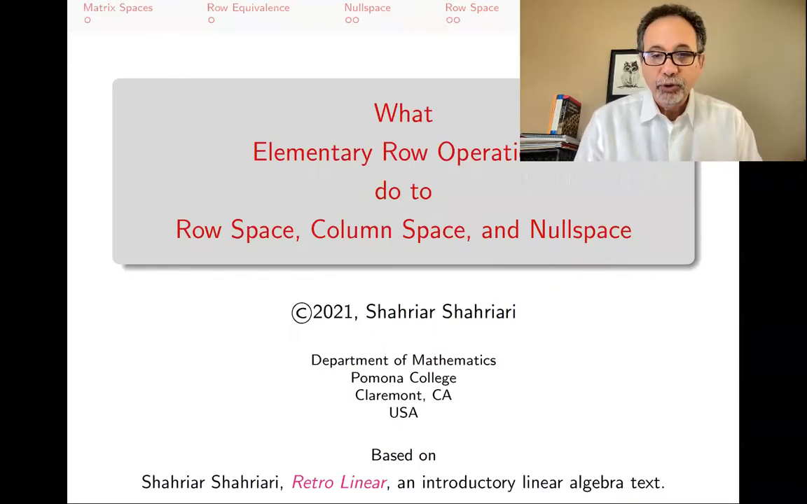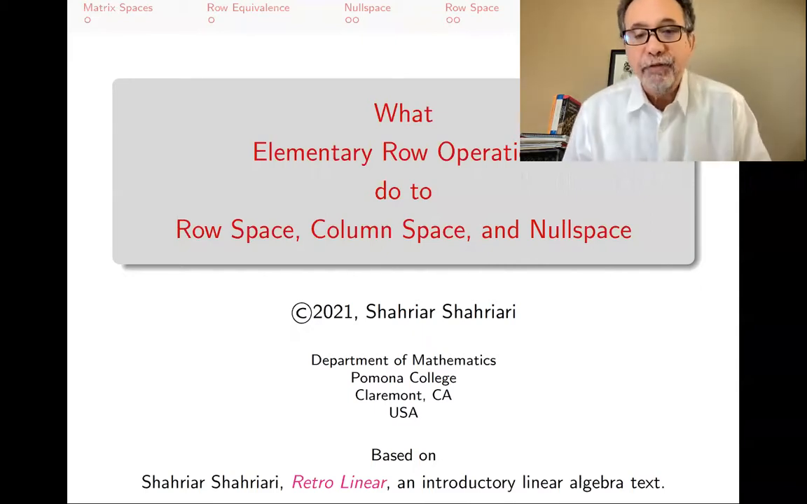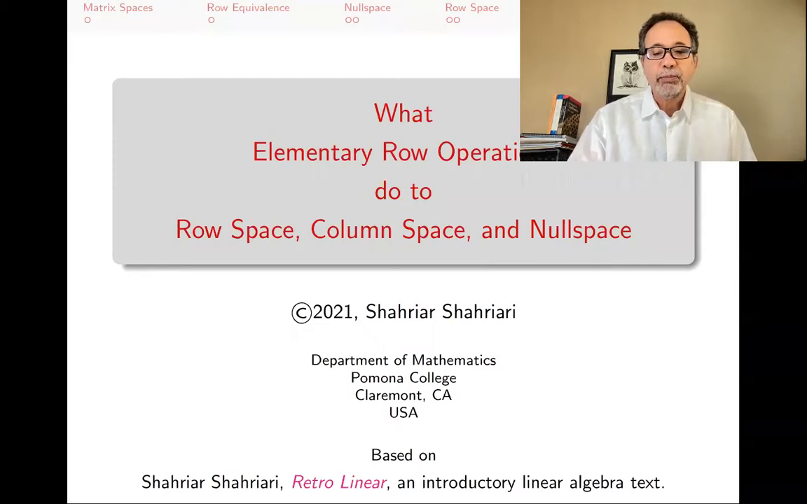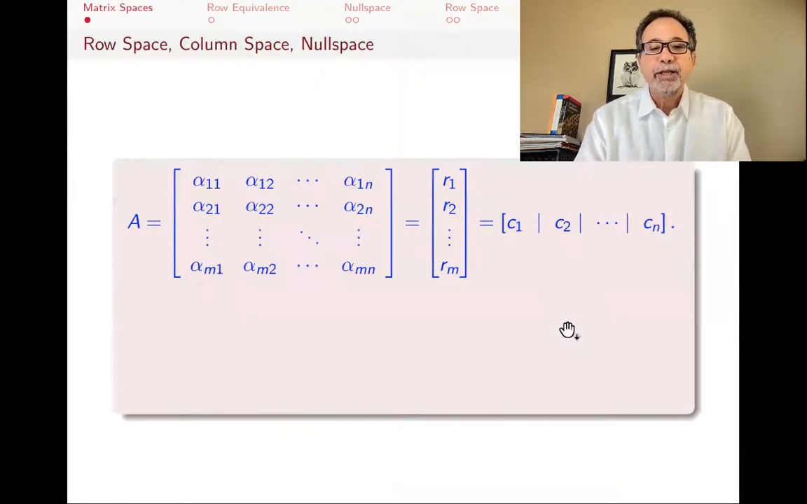The subject of this lecture is elementary row operations and matrix spaces. What do elementary row operations do to the row space, column space, and null space of a matrix? So let's start by reminding you what those matrix spaces are.